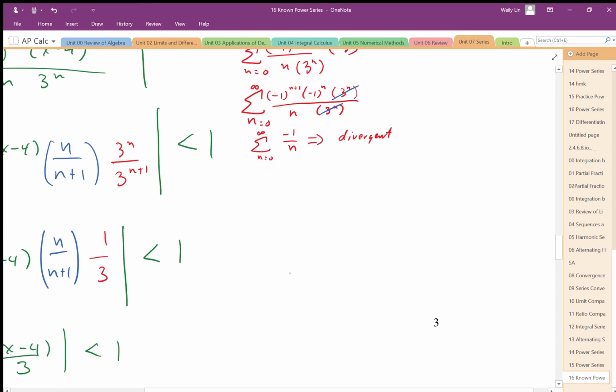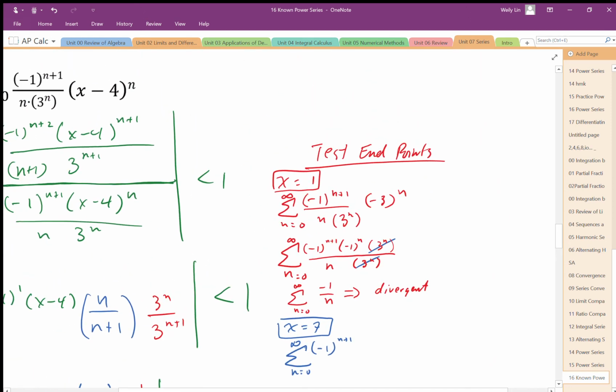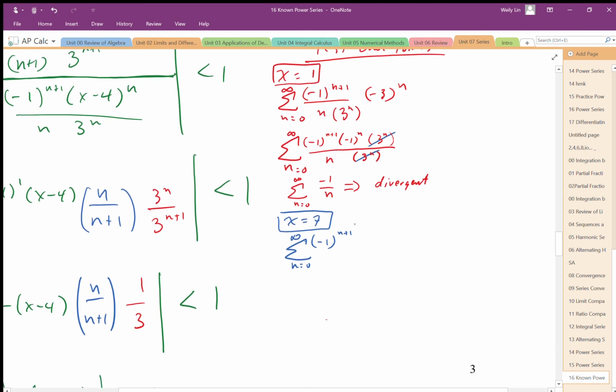So when I test the other endpoint, when x is equal to 7, my series now looks like this. From n equals 0 to infinity, negative 1 to the n plus 1. When I plug in the 7 into here, it becomes 7 minus 4, which is 3 to the power n. Well, that's going to cancel with that 3 to the power n. So I end up with 3 to the power n over n.